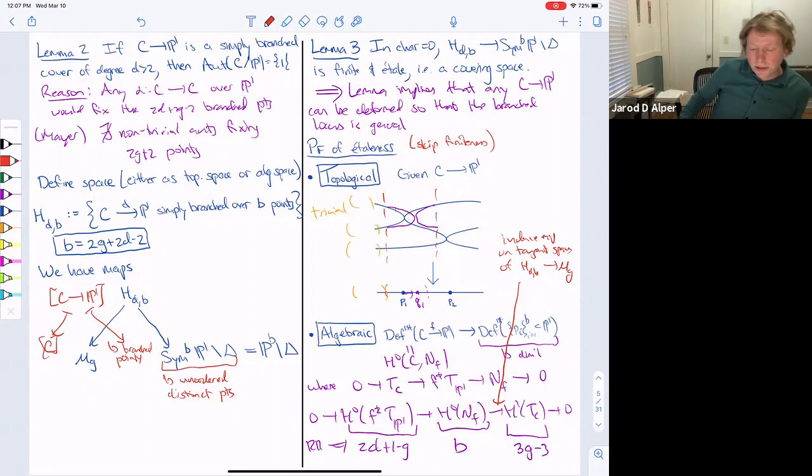Okay, let me tell you now. So this completes what I wanted to say about the background of simply branched covers. Let me try to explain how this is then used to get irreducibility with the Clebsch-Hurwitz proof.